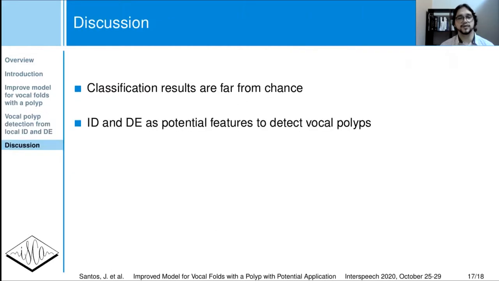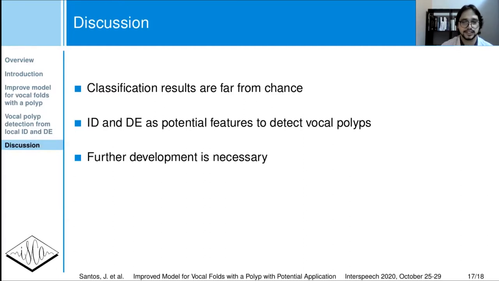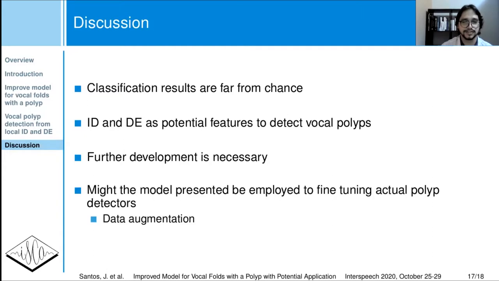And we could see with this that intrinsic dimension and differential entropy might be really potential features to detect vocal polyps. Of course, some further development is needed, but we could see that this model might be employed to fine-tune actual polyp detectors. And one way of doing this is data augmentation through the training of some classifiers.